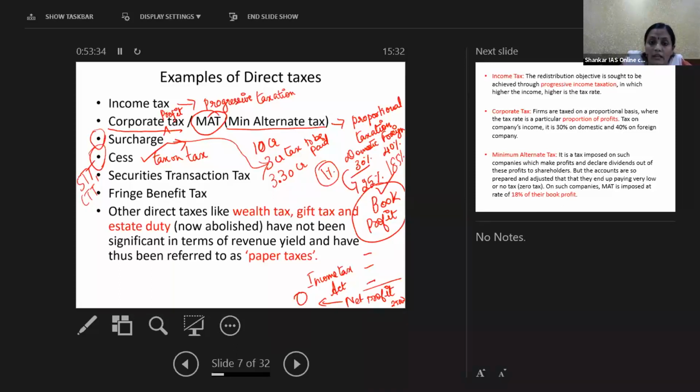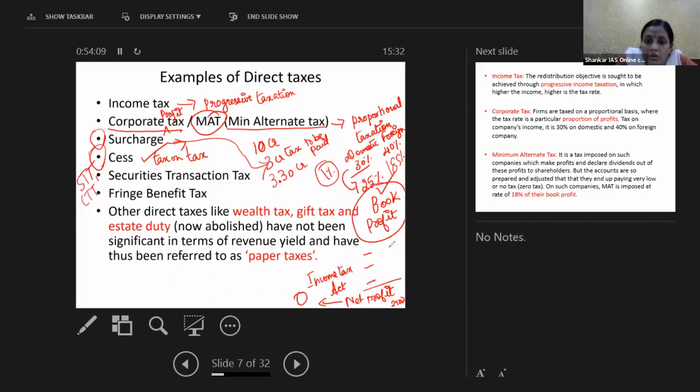Now we will see the other types of direct taxes, which are wealth tax, gift tax, estate duty, and all these things. We have given a common nomenclature for all of these as paper taxes also. What is this wealth tax? On the amount of the property or the wealth which you are holding, you may have to pay a particular percentage. There will be property taxation which we pay every quarter, for those who are holding property. So that will be a type of direct tax.